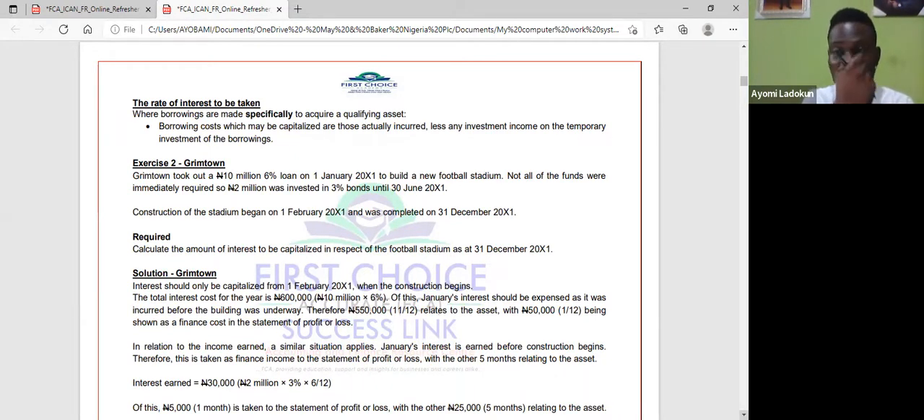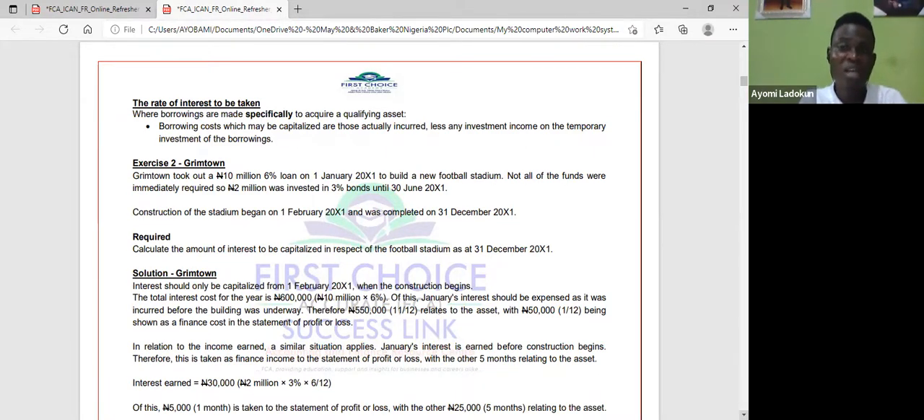Okay, that's specific borrowing. What is specific borrowing saying? If you borrow money specifically to acquire a qualifying asset and you decide to reinvest part of the borrowing, the money you borrowed, you now reinvest part of it. When you reinvest, you are going to earn investment income.